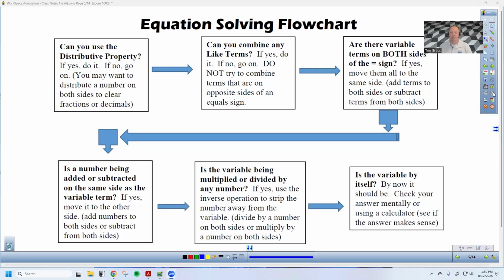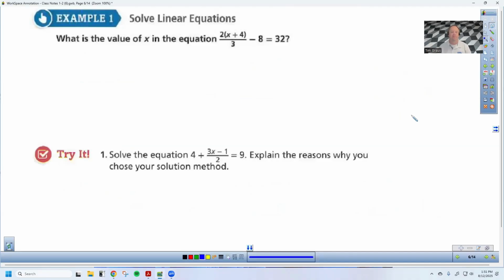In this video, I'm going to work through solving a couple of equations using my equation solving flowchart. So we'll try and work through all these questions one by one, go through the process, and use that to solve our equation. Here's the first equation we're going to work with: 2(x + 4)/3 - 8 = 32.